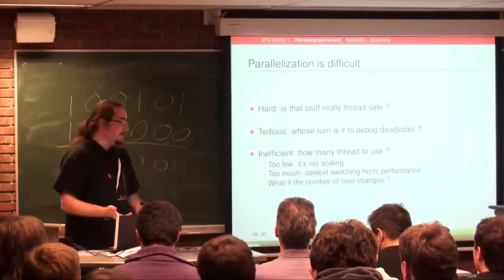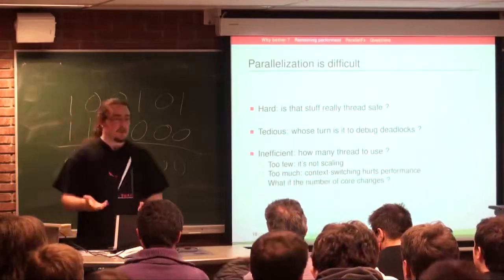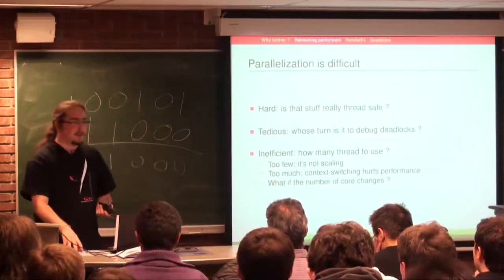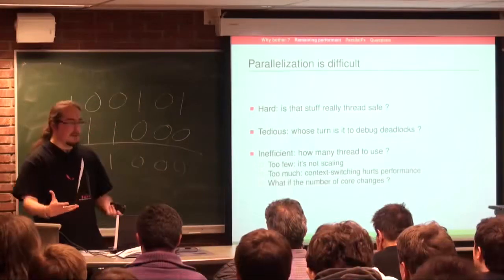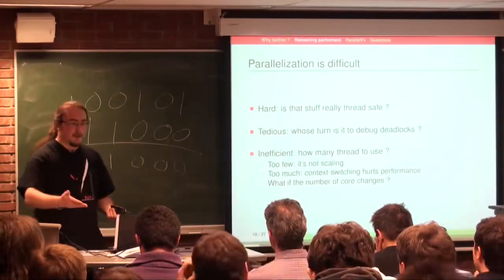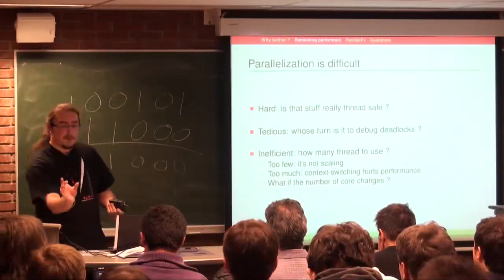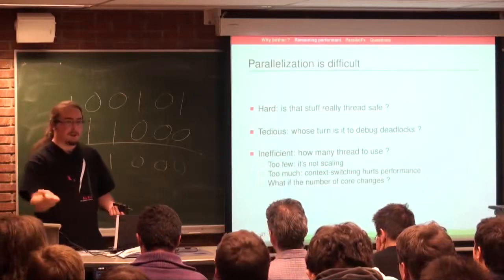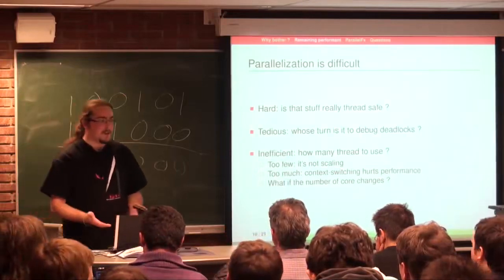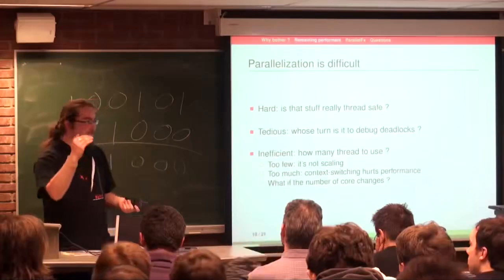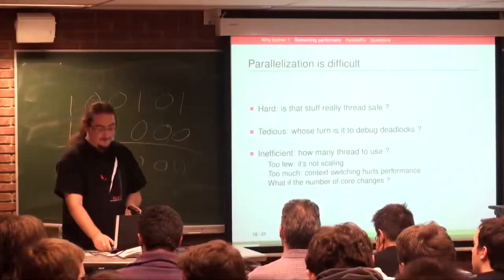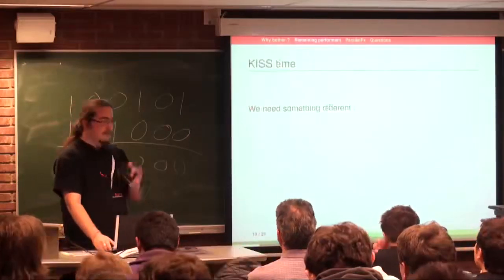And that brings up the point: what if the number of cores changes? You could develop your application on a really big box with 8 cores. But if you ship it to a guy who only has a small dual core or even a single core, it's going to perform very badly. So, well, that's getting complicated.